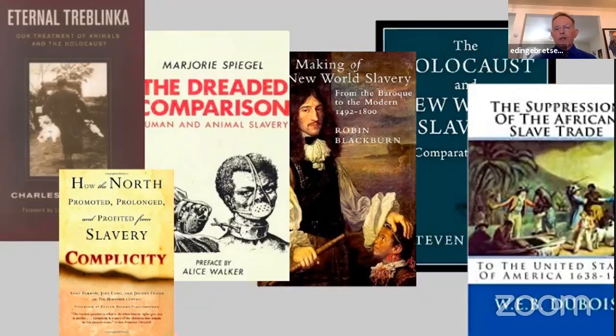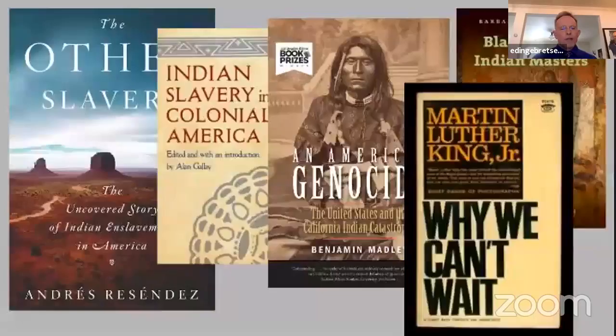W. E. B. Du Bois's The Suppression of the African Slave Trade, probably the first Black voice in the United States to speak at such length. Book in the left corner, very important: how the North promoted and prolonged and profited from slavery, its complicity. We tend to think that enslavement is someone else's problem someplace else. It's all of ours. And the other topic, the other slavery.